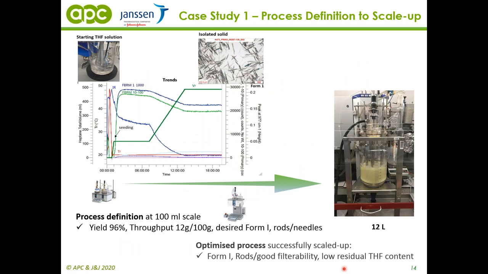I just want to highlight that once we switched to crude material, there was a problem after the seeding. The material didn't want to nucleate, or it nucleated a bit later. And in only one case, we got the undesired form two, which was probably induced by impurities. So that was a problem.